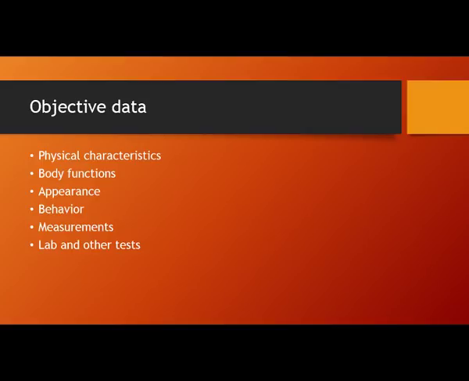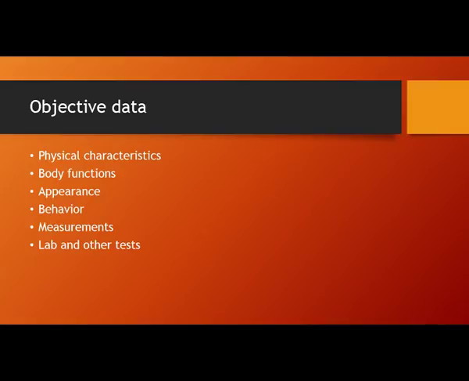Then turning to objective data, remember that's going to be anything you detect with your senses as opposed to what they tell you. So that could be physical characteristics. It could be something you see, like their color or their rapid respirations or the color of their sputum, or a smell. Sometimes there's a characteristic smell of liver disease called hepatic fetor, or maybe you smell alcohol on their breath, or a strong tobacco smell on their breath.